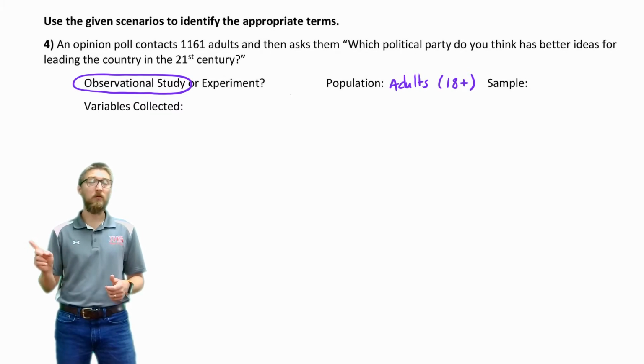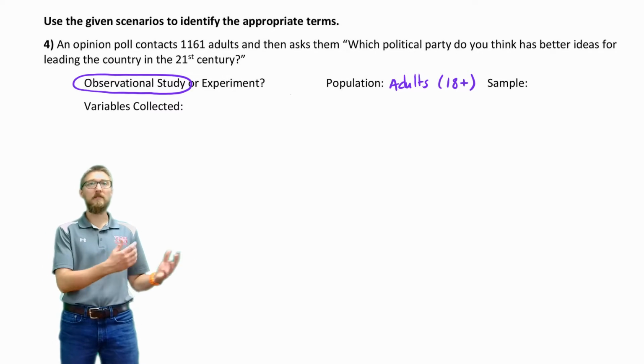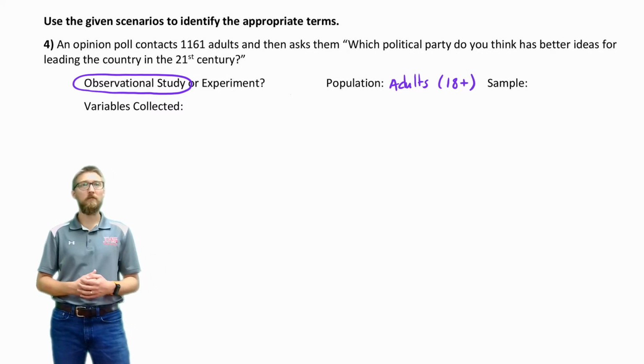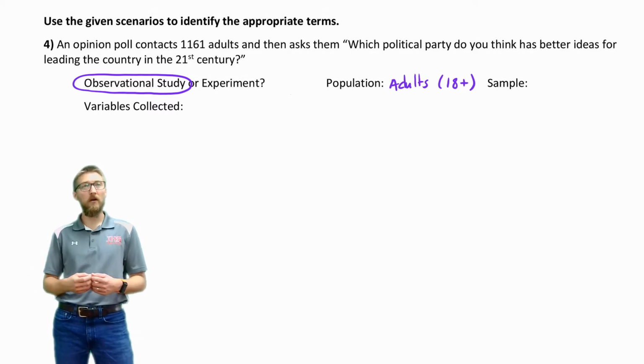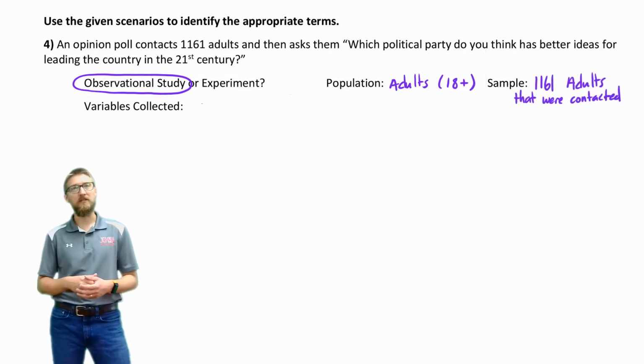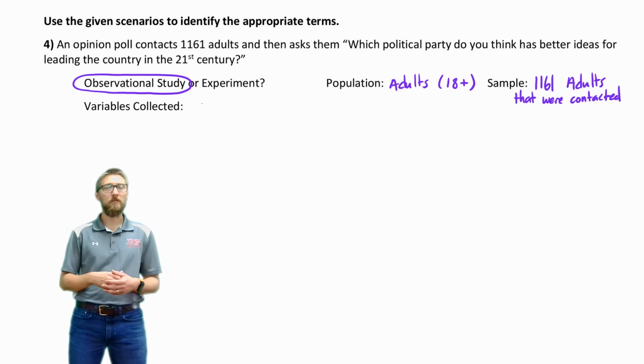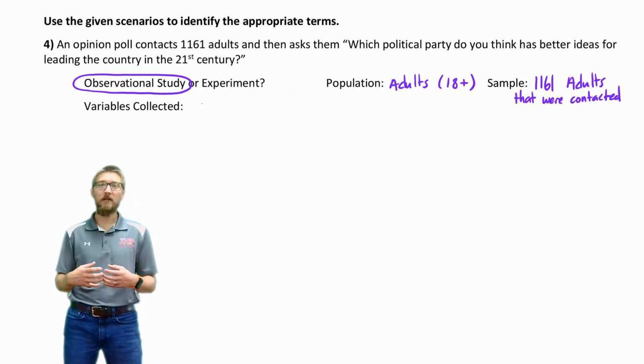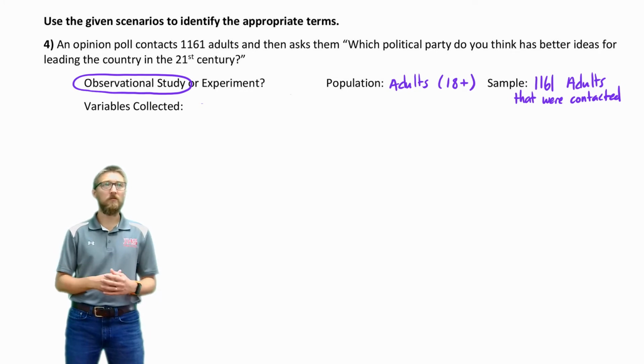Now that is people who are 18 years or older because they're voting, and that's the age you have to be when you vote. The sample here, the people they actually collected information from, would be the 1,161 adults. That's not everybody who lives in the country. That's a smaller group from that population of all adults.